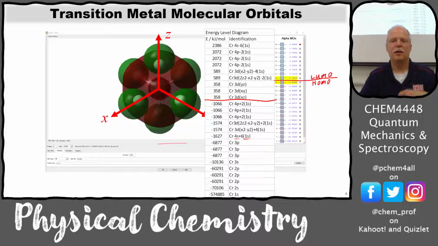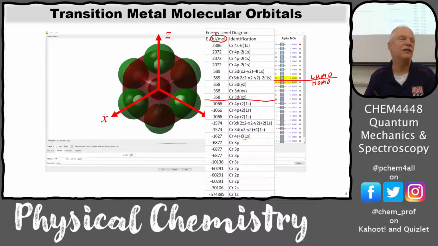Okay. And so all of these with positive energies are unoccupied. They don't have electrons in them. All the ones below that have negative energies have electrons in them. Is everybody fine with that? Look how low they go. Negative 574,000 kilojoules per mole. That's the energy holding those 1s electrons on the chromium.